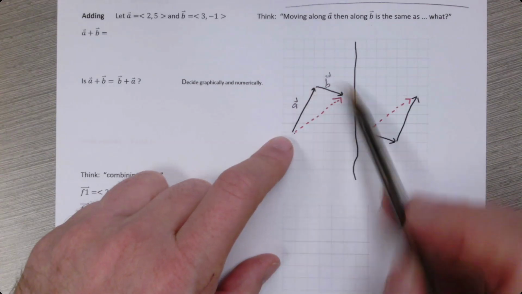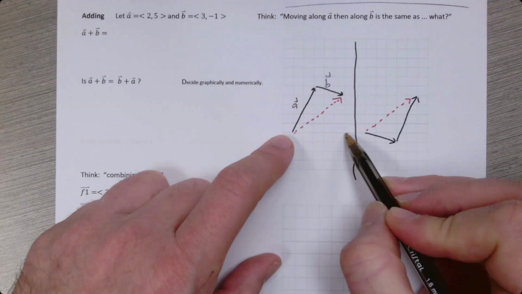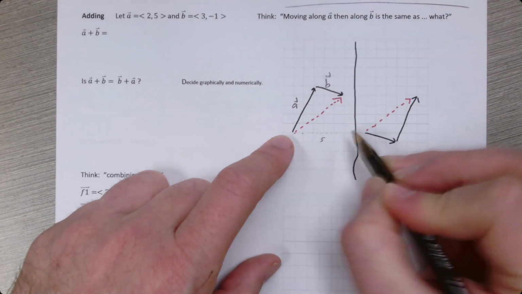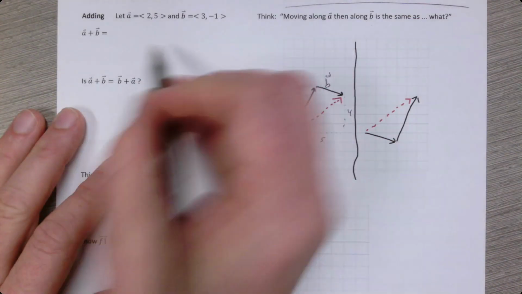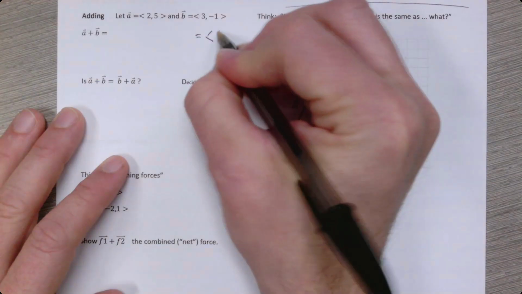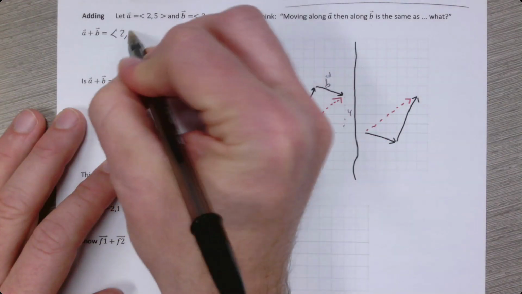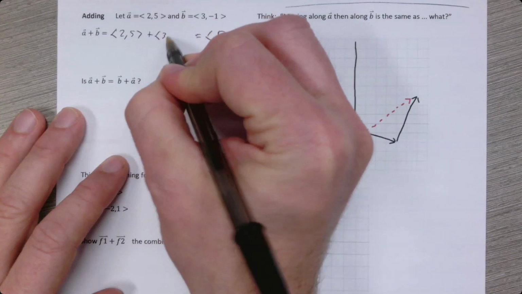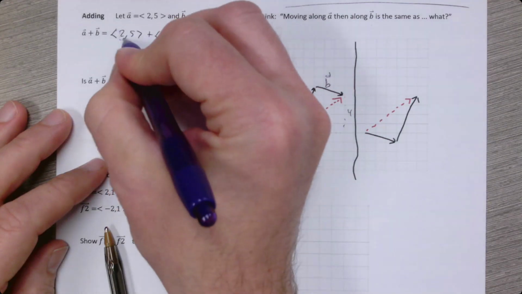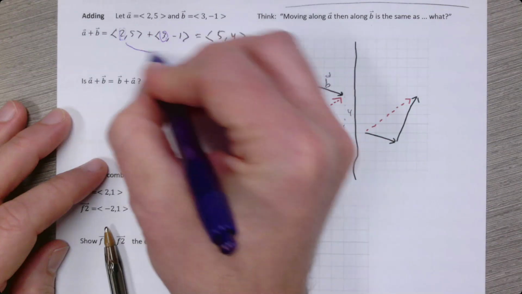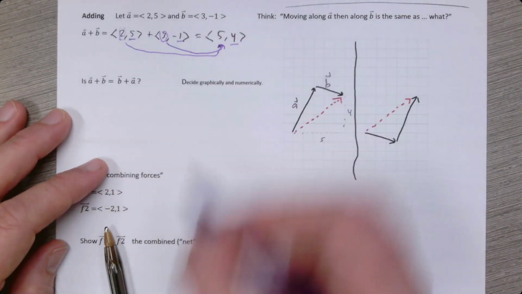So let's try and write down all the bits. Moving from here to there would be over 1, 2, 3, 4, 5. Maybe I'll write it. So over 5 and up 1, 2, 3, 4. So I know that A plus B should end up being 5, 4. And you'll see numerically it makes a lot of sense. A is 2, 5. B is 3, -1. And you can see that they've added component-wise. So the x and the x have added to make this x, and the y have added to make that y.